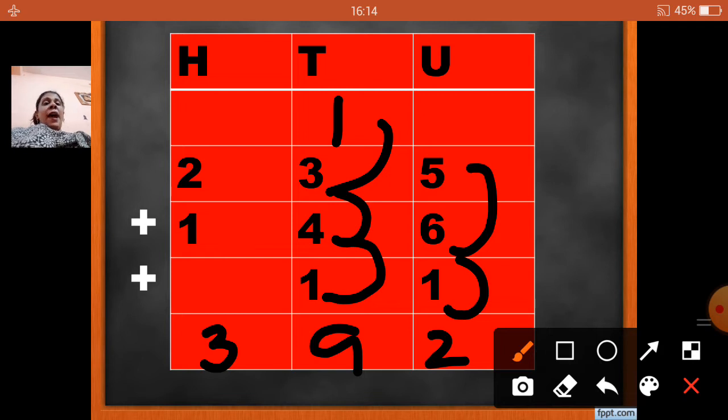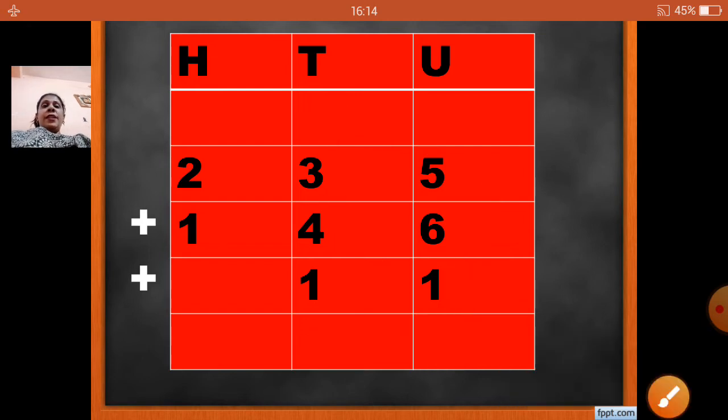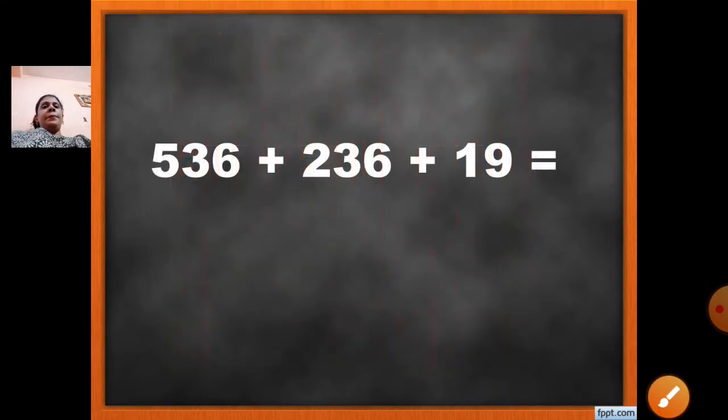So if I add 235 plus 146 plus 11, what answer do I get by adding them? 392. Now let us move to the next sum. 536 plus 236 plus 19. Okay, 536 plus 236 plus 19.